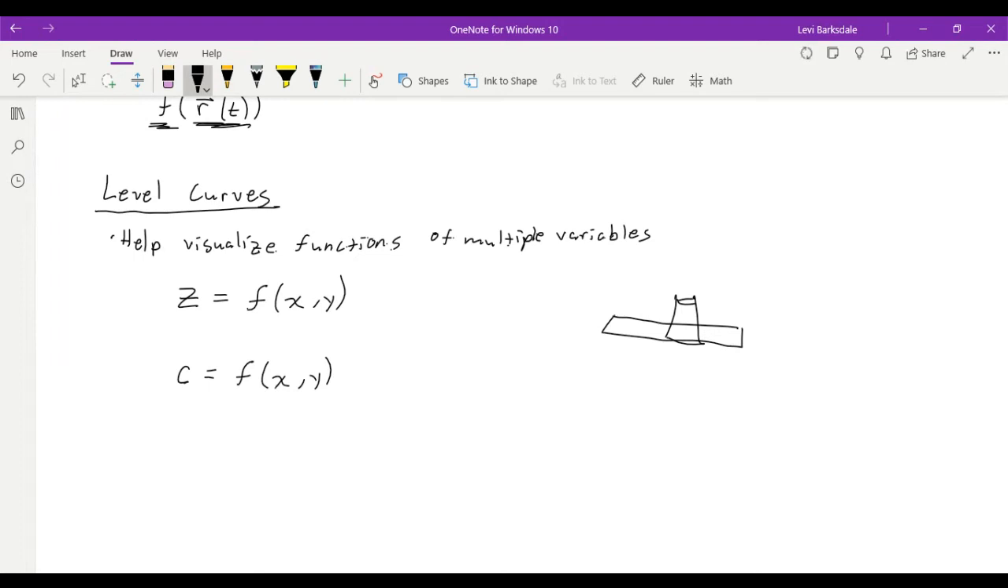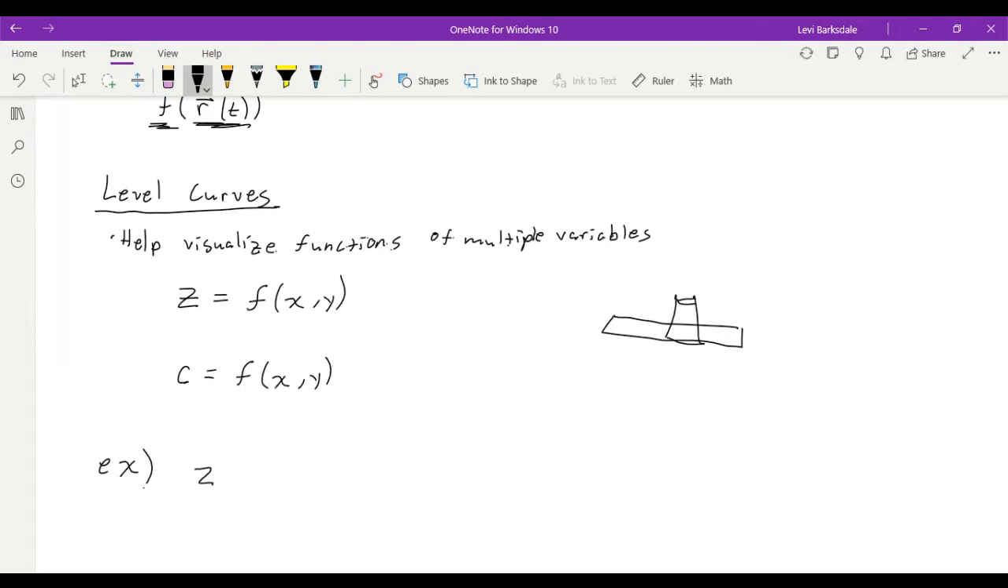If you've seen a contour map, like in geography, those are often what maps of level curves look like. So let's go ahead and do an example.